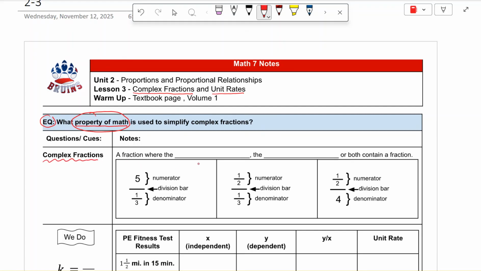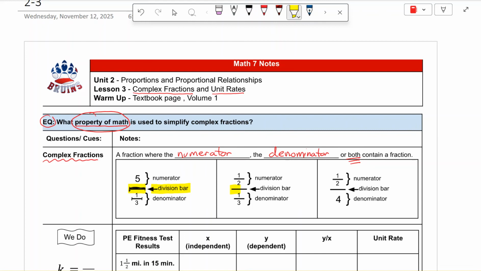A fraction where the numerator, the denominator, or both, underline both, contain a fraction. And you can see here that we have this weird looking thing. We have this bar right here, which is much longer than this bar from here to here. So you look at the length of the fraction bar and see which one's most important. It's this one right here in the middle that I highlighted. That is a fraction or division bar.